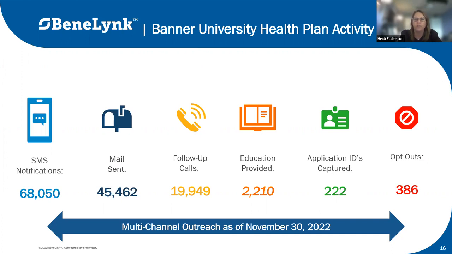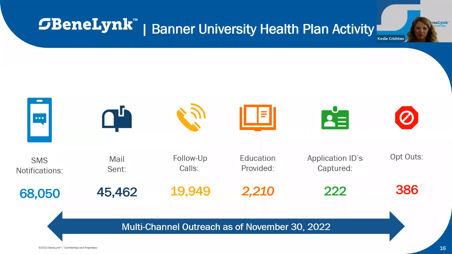And what I was really astounded by in looking at this data is only 386 members have opted out of the text. So when you really do the math, that's only about 0.6% of the members who have opted out of text messaging. So that's obviously clear to us that text is an effective way to communicate with our membership.